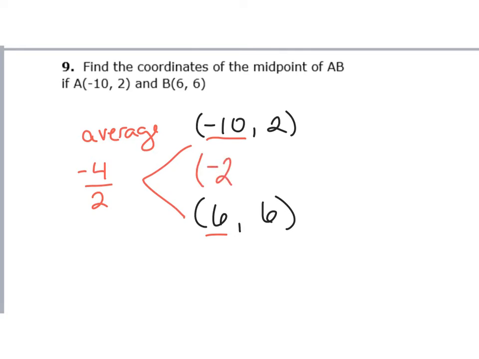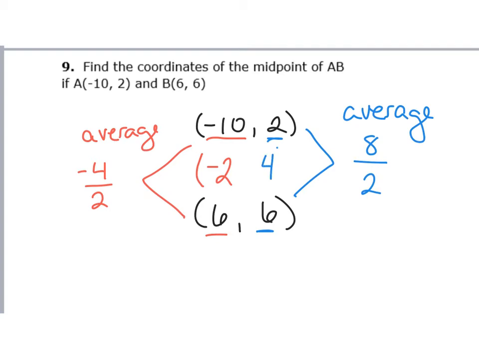Then I'm going to do the same thing for my y's. I'm going to average the y's. To average two numbers, add them together, 2 plus 6, and then divide by 2. 8 divided by 2 is 4. So my midpoint is the point negative 2, comma 4. Notice it's in parentheses, and it has a comma. That is my midpoint, the point negative 2, 4.